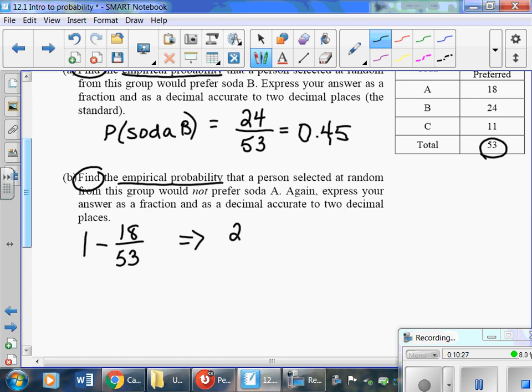So that means you're going to get 24 plus 11 all over 53. So the answer is going to be 35 over 53. And this is 0.66.